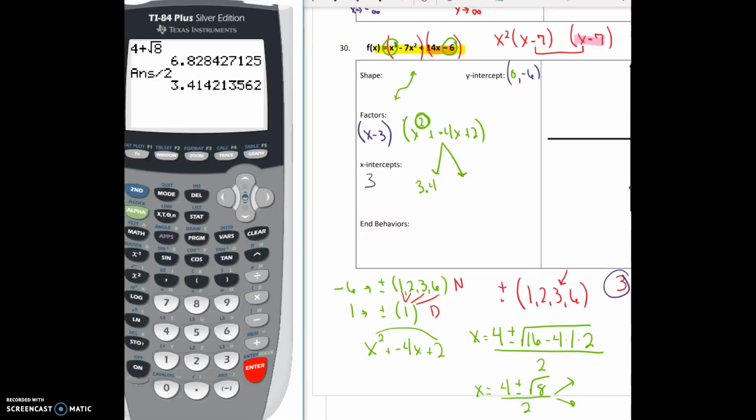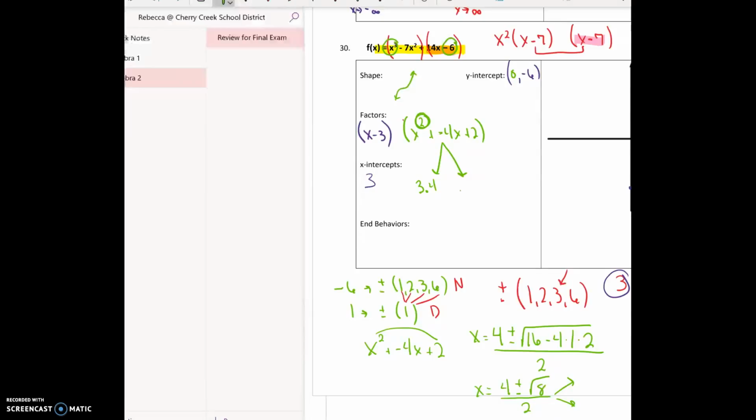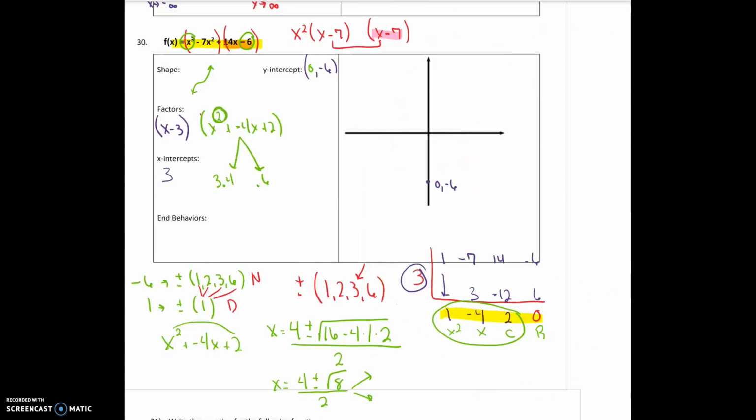I just rounded to the nearest tenths, and now I'm going to do this again, except I'm going to do 4 minus the square root of 8, hit enter, and then divide by 2. So my other answer is about 0.6, so I am going to round these to the nearest tenths. Now I can go to my graph, and I'm going to put all the x-intercepts on. So over here, I have about 0.6, 0, I have 3, 0, and then I have about 3.4, 0. So these are all the x-intercepts.